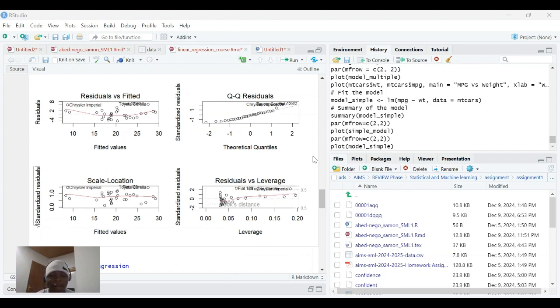The fourth one shows the residuals versus leverage. The objective is to identify the influential points. The interpretation is this one: we have influential points. You can see that the points are really far away, and this has a big effect on the model.